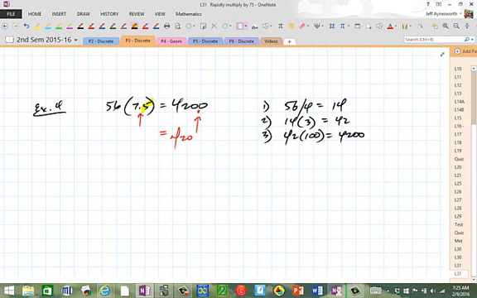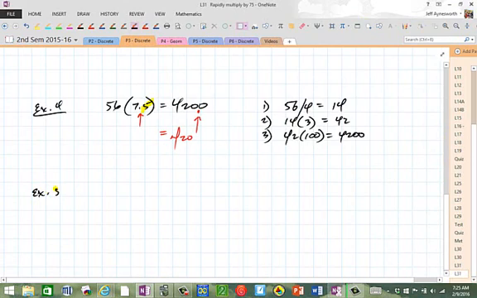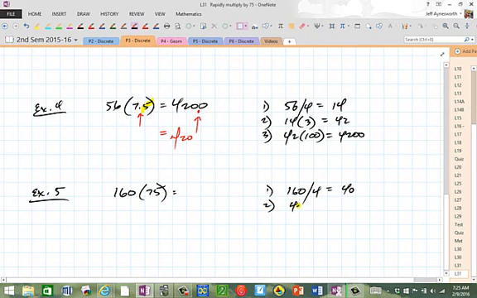Something like this. Let's do 160 times 75. Let's not ignore the zero. Step 1, take 160 divided by 4, you get 40. Step 2, you multiply by 3, and you get 120. And then you multiply it by 100, so 120 times 100, and you get 12,000.